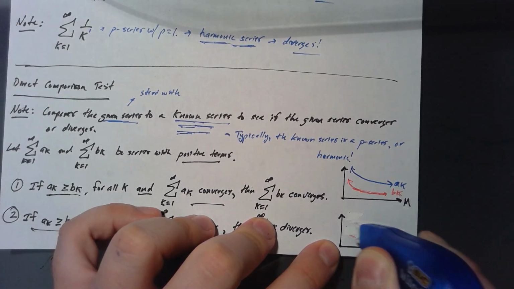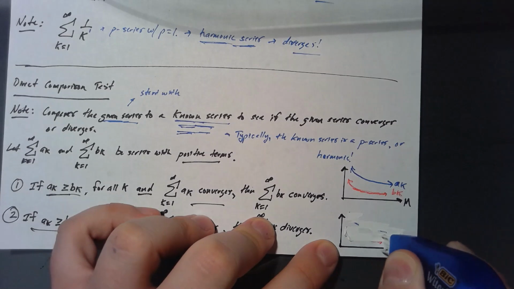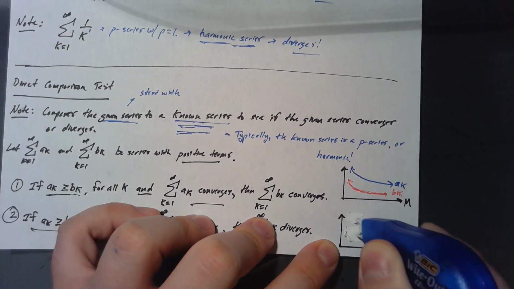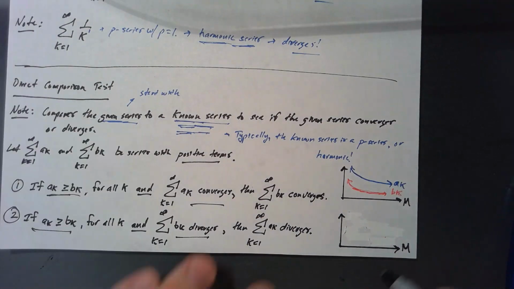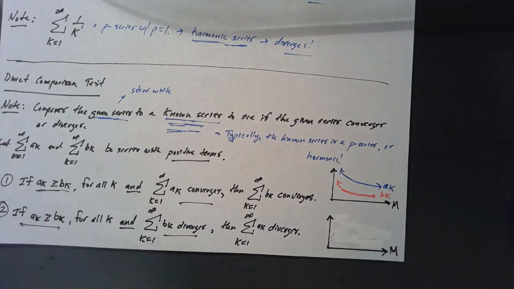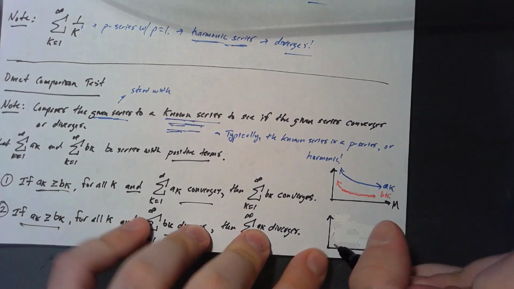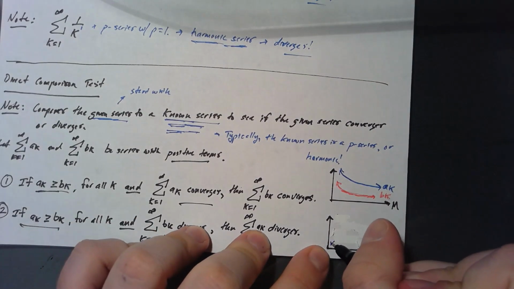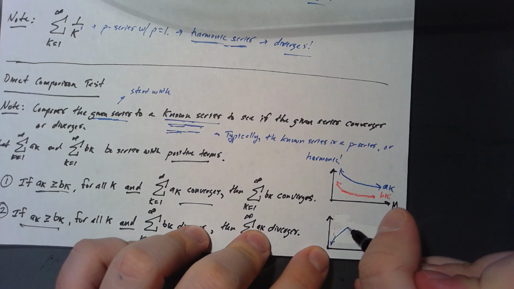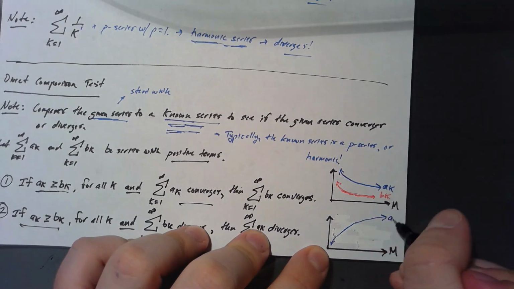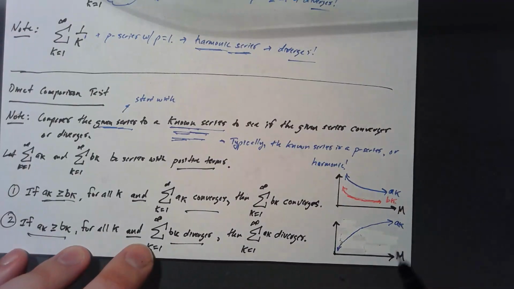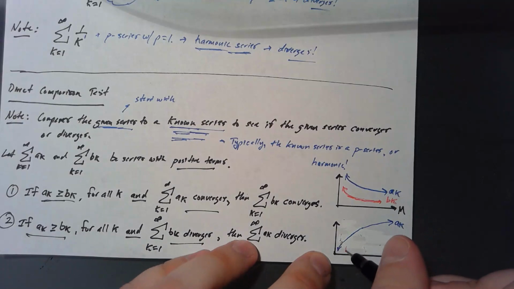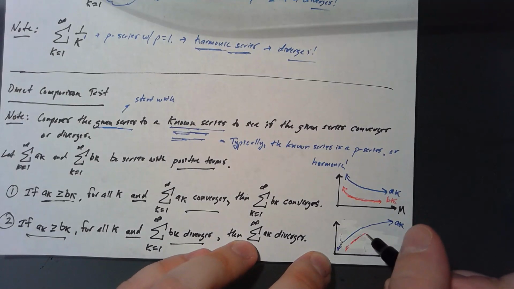My bad. Just bear with me for 1 second. All right. So here's A of k. And here's B of k. I know that B of k diverges, so instead of going down to m, it's going to go off like this. That's what I meant to do. Sorry about that.